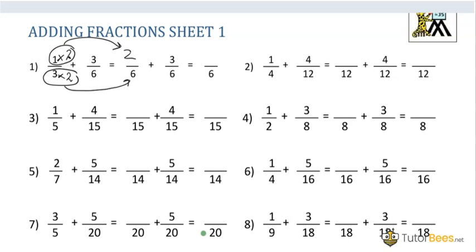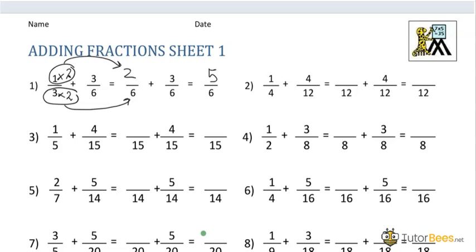Now you can add it. So 3 plus 2 is equal to 5, not 4. And here you have 1/4 plus 4/12.